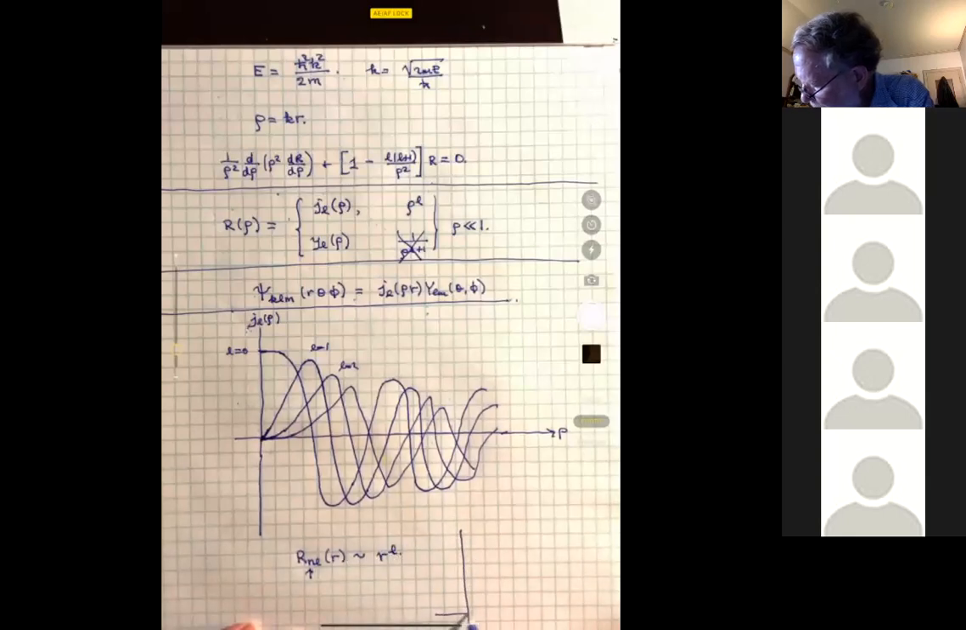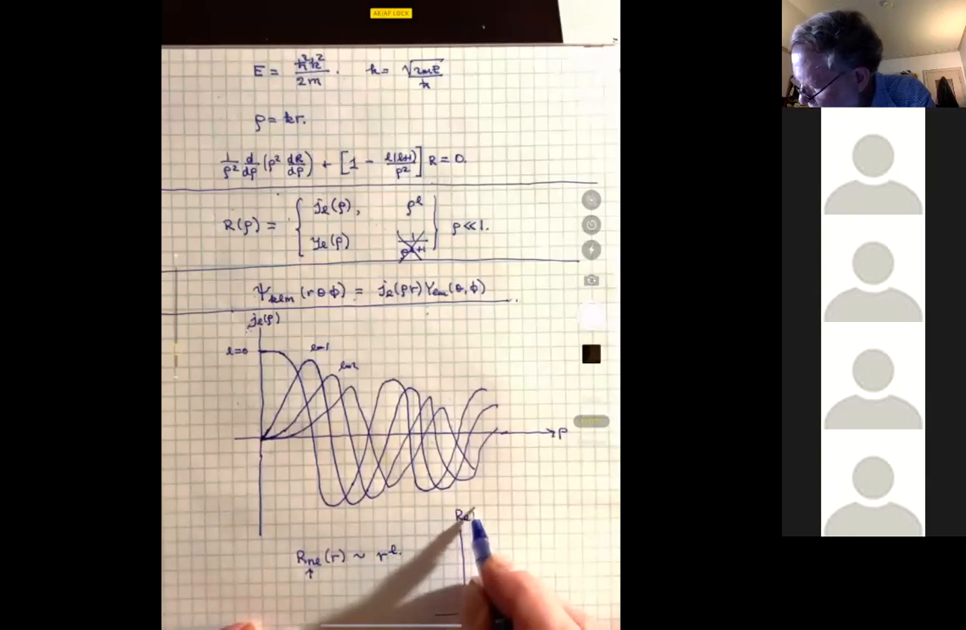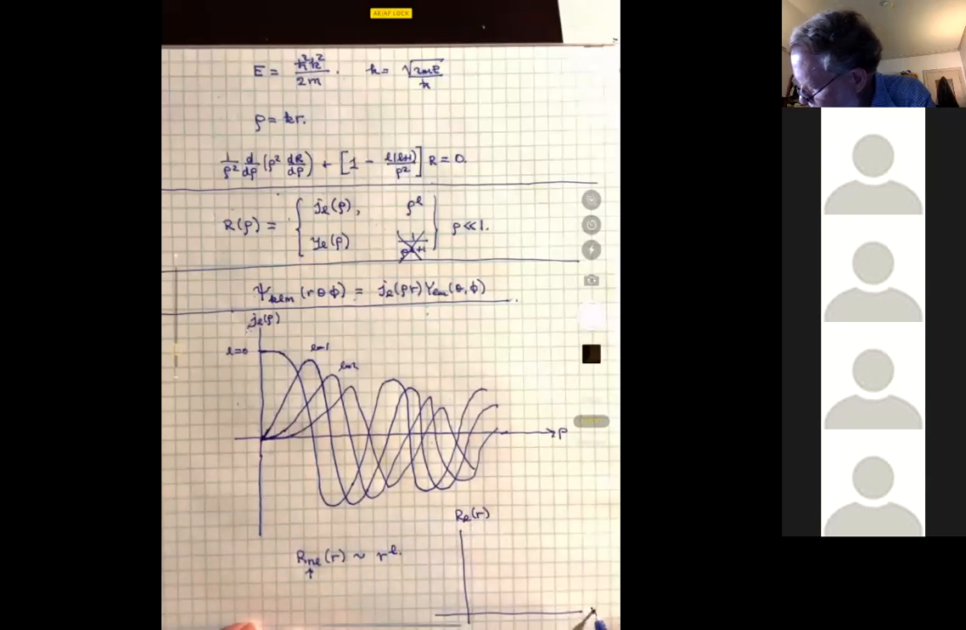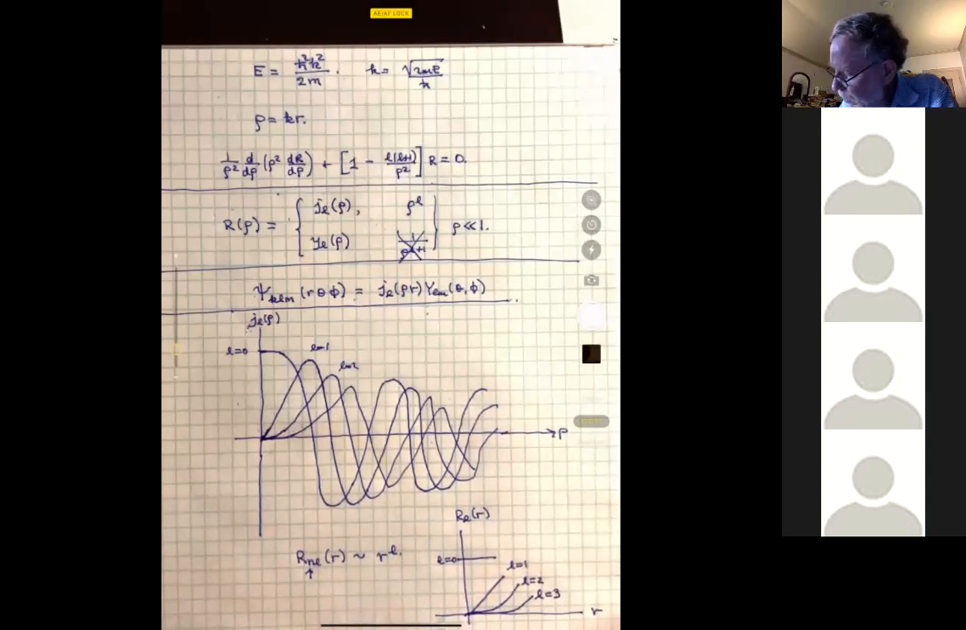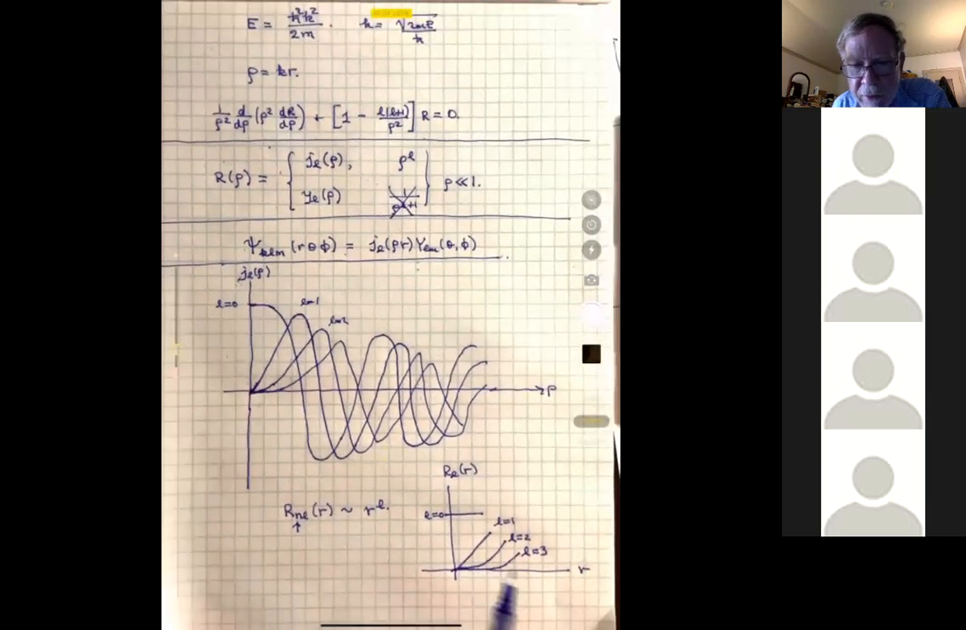What this means is that if I plot R sub L of R as a function of R, for L equals 0, it's constant near the origin because it goes like R to the 0 power. For L equals 1, it's a straight line because it's proportional to R. For L equals 2, it's a parabola because it goes like R squared. For L equals 3, it's a cubic function that lies down like this. And what you can see from this behavior near the origin is that as L increases, the function lies down more and more flatly near the origin.